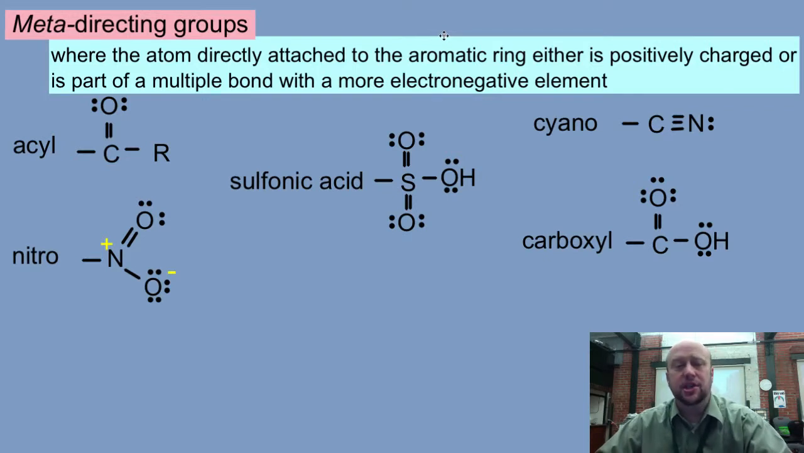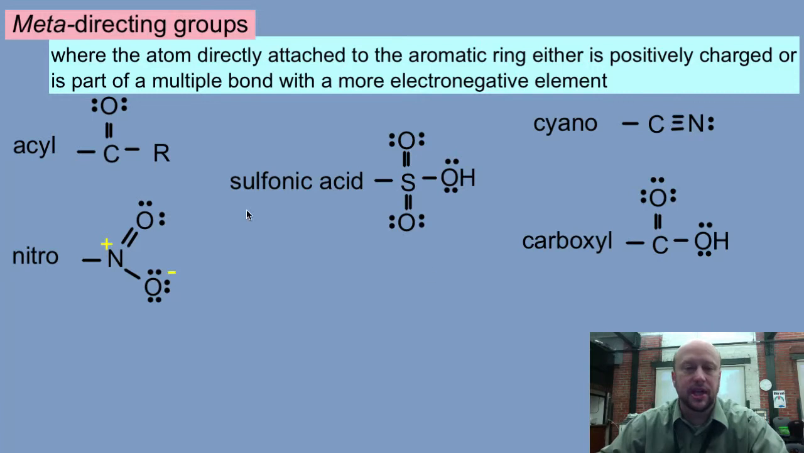But essentially the way it works is that if the atom that is attached to the aromatic ring is positively charged to begin with, or is part of a multiple bond, so a double bond or a triple bond, with a more electronegative element, that essentially pulls electrons away. Okay, and we're going to see what this does in the mechanism in a second. But essentially, that double bond there, that electronegativity of the initial substituent is going to start to pull things away.